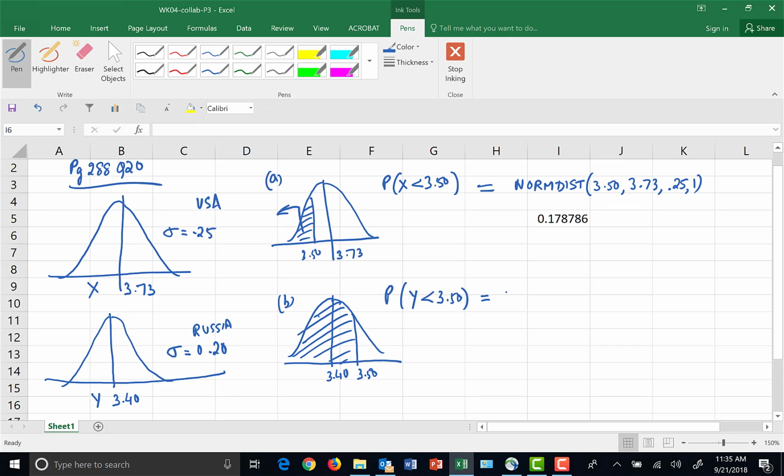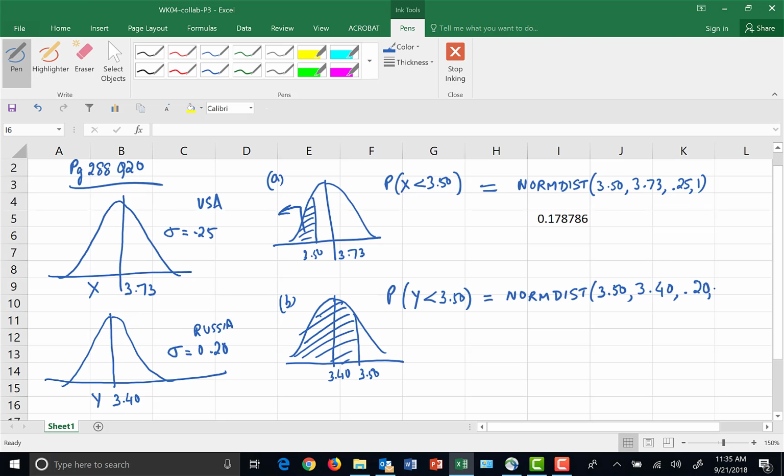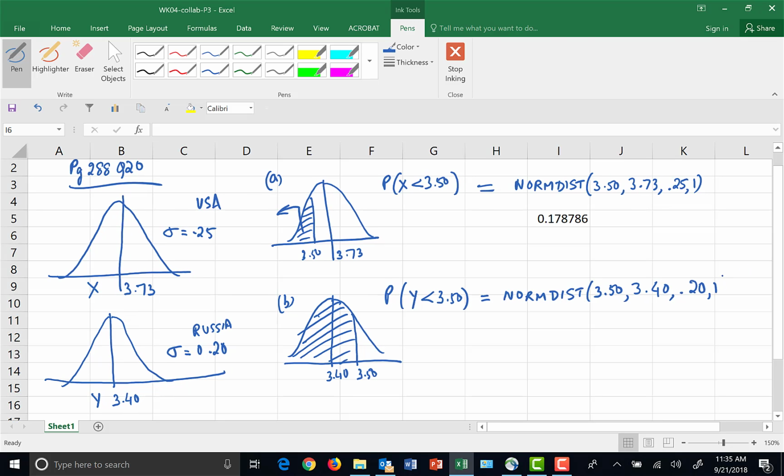So I'll again use the norm dist function because I know my location on the x-axis and I am computing a probability. My position is $3.50. That's my location on the x-axis. The mean is different now. It's $3.40, and so is the standard deviation. It's 20 cents rather than 25 because we are working with Russian gas prices.